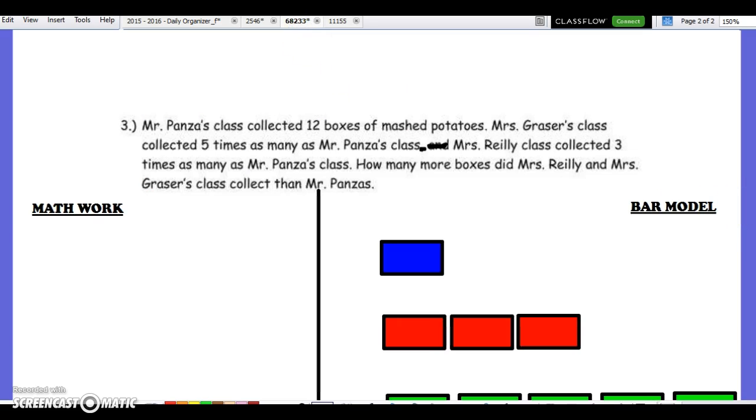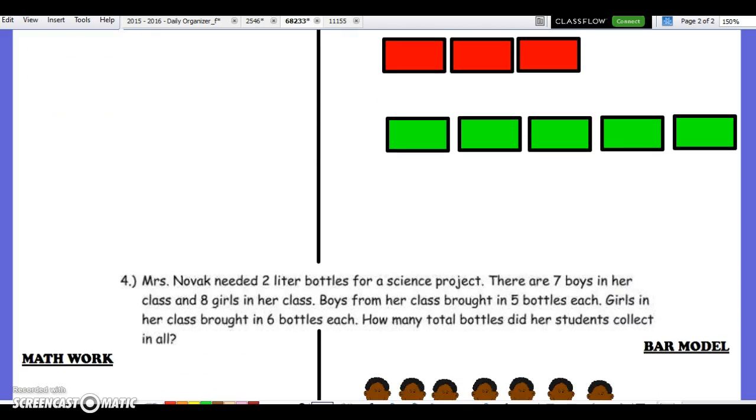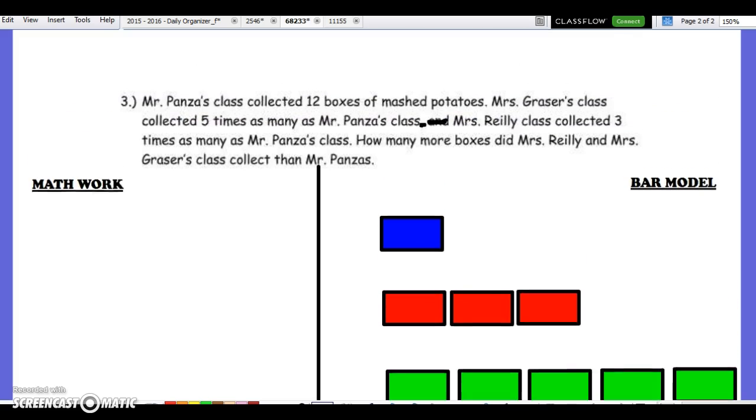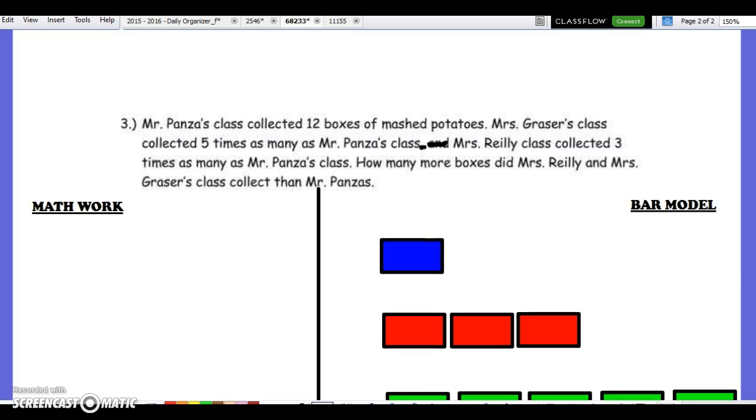Tonight for homework you have two questions. One is number 3, talking about mashed potatoes collected, and number 4, Mrs. Novak needing 2-liter bottles of Coke. Tonight, I'm hoping that I can help you not only solve these problems, but help you work out the different bar models to show you how beneficial using a bar model can be when solving real-world multiplication word math problems.